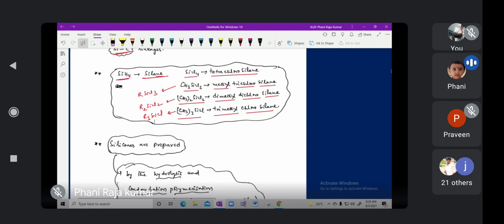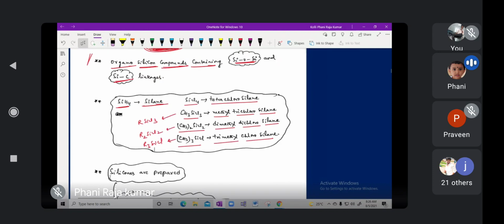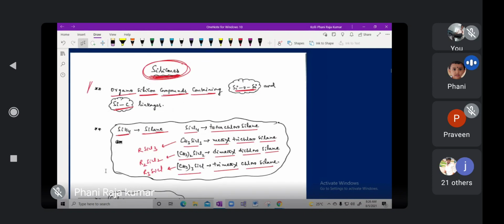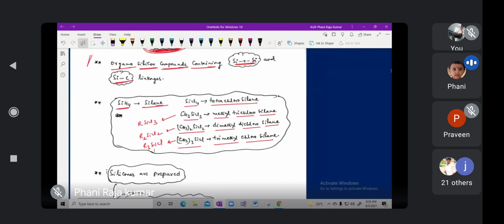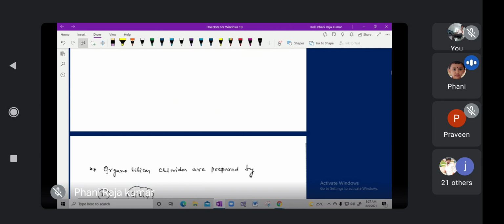Or alkyl or aryl group is also possible, but my discussion is limited to the alkyl group. And these silicones containing SiO, Si and SiC linkages are prepared by the hydrolysis and condensation polymerization of organosilicon halides, mainly chlorides. Condensation polymerization means polymerization takes place with the loss of H2O. Then it is called condensation polymerization. Hydrolysis followed by condensation polymerization.